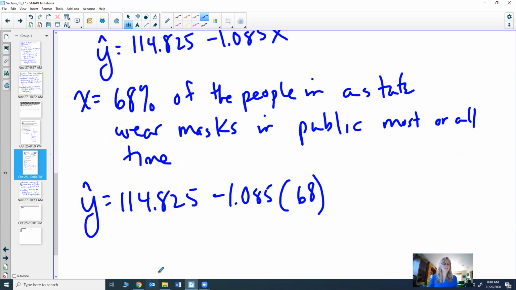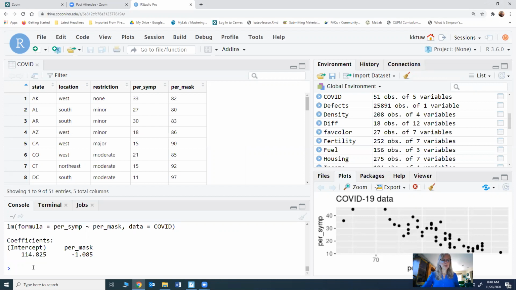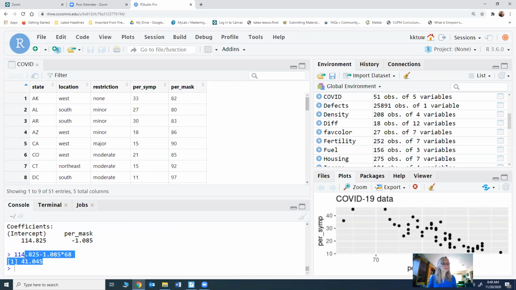Now you can take out your calculator. The one on your phone will be fine too, but I'm going to actually use R. So I'm going to come over here. I'm going to use the R calculation. And I can just type 114.825, that's my y-intercept. And then I've got the 1.085, that's my slope, times the 68. And so R actually would do simple calculations like this.